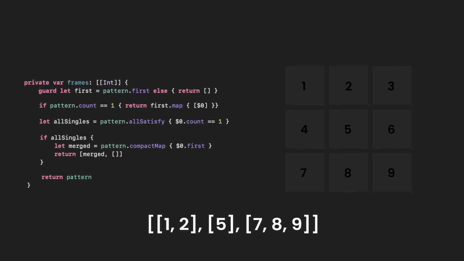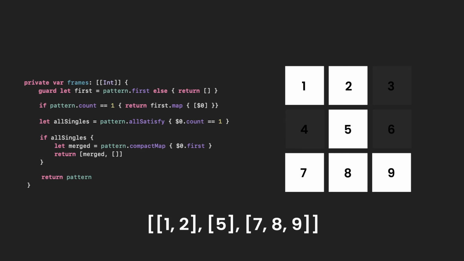If pattern contains multiple arrays with multiple values, each inner array is treated as a real frame, and the animation moves group by group exactly as defined. So frames is not changing the animation, it's clarifying your intent based on how the data is structured.